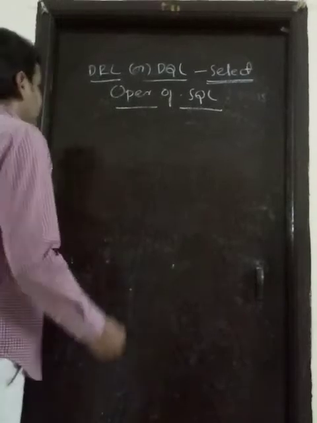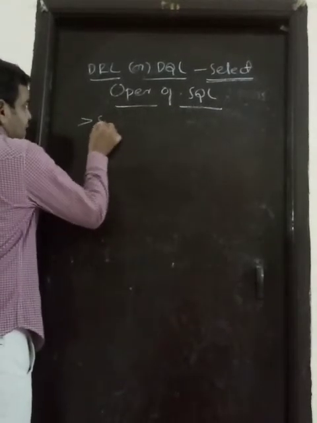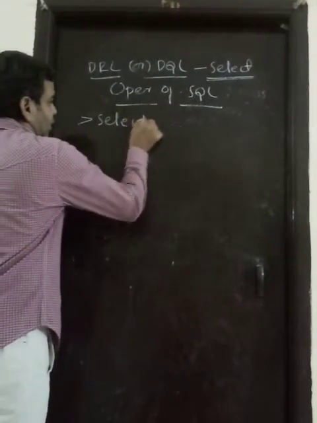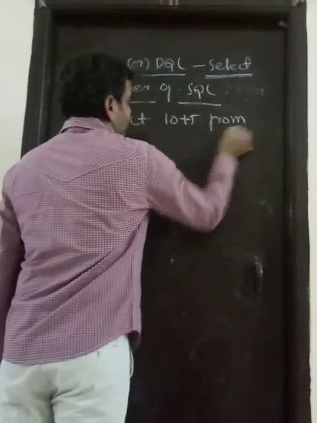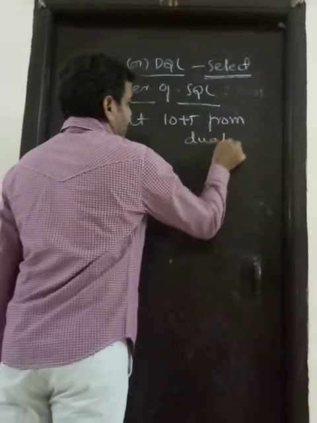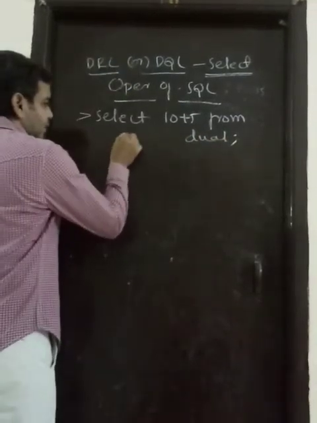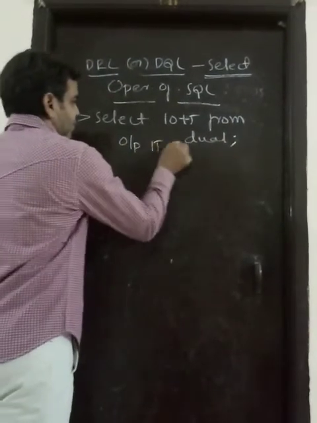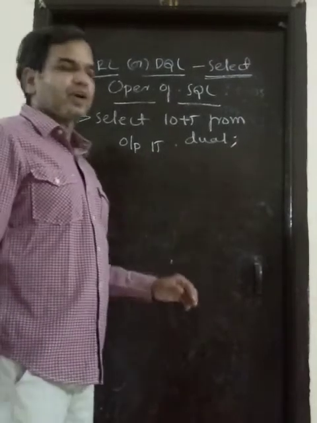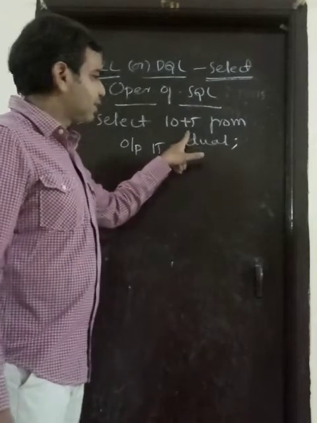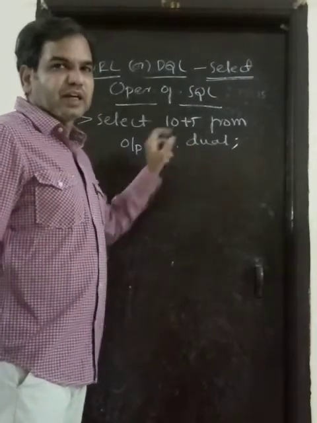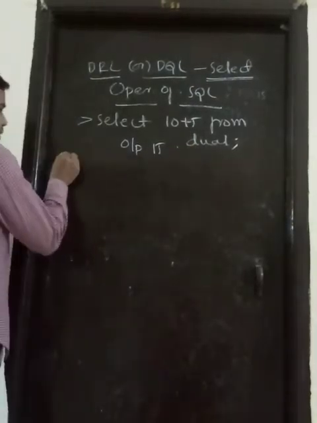So first, arithmetic. Select 10 plus 5 from dual. It will display the output as 15. Here the numbers 10 and 5 are accessed from the dual table, and it will display 15. Here plus is one of the arithmetic operators. In a single query we can perform all of them.